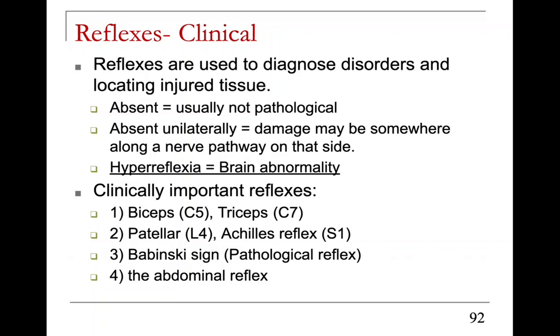Clinically important reflexes: the biceps for C5, triceps for C7, the patellar for L4, Achilles reflex for S1. Babinski sign, it's a pathological reflex. It's normal to see in a kid, but not in an adult. And the abdominal reflex.